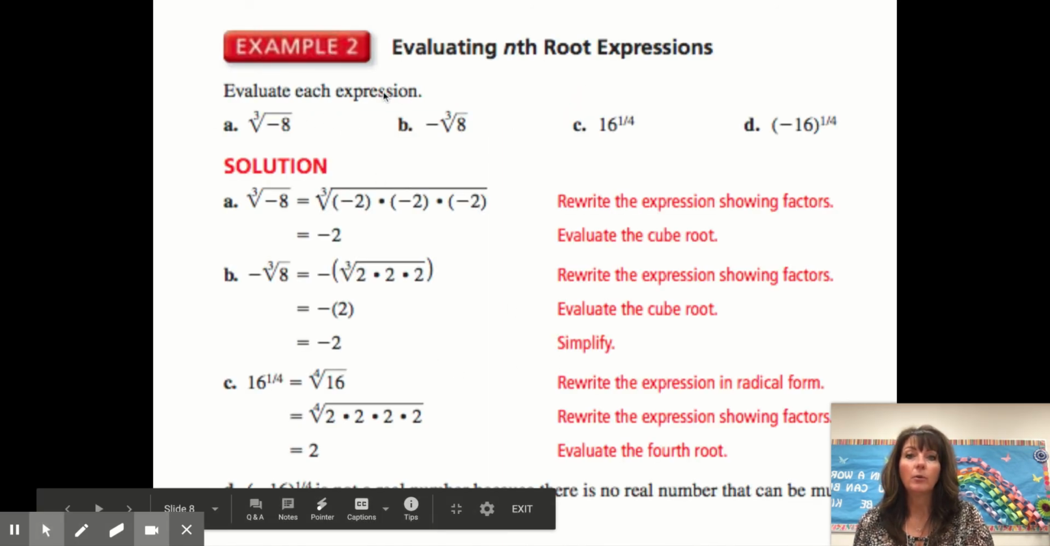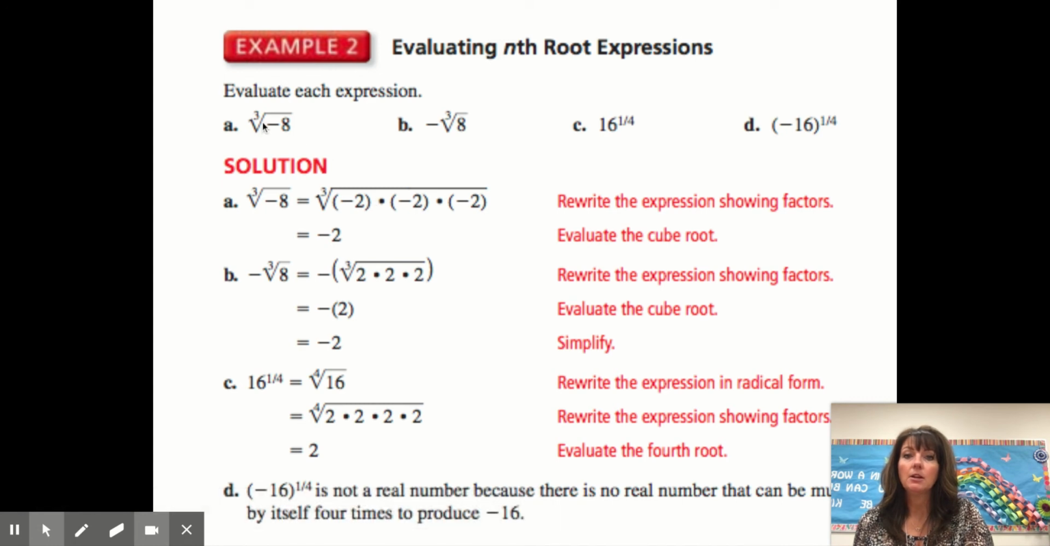Now, all we're going to be doing is evaluating. All right. So we have, let's see, the cube root of -8. We have the opposite of the cube root of 8. We have 16 to the 1/4 and -16 to the 1/4.